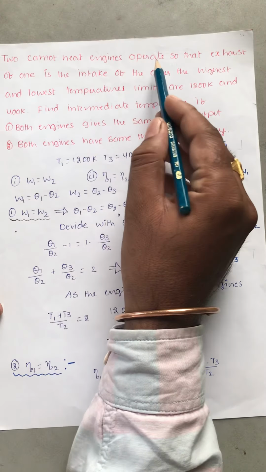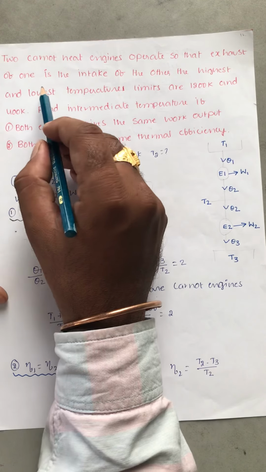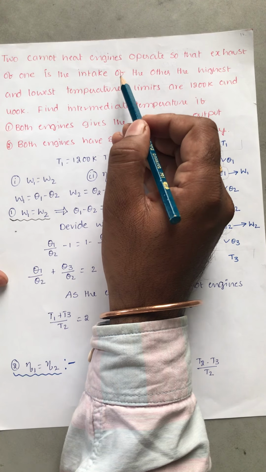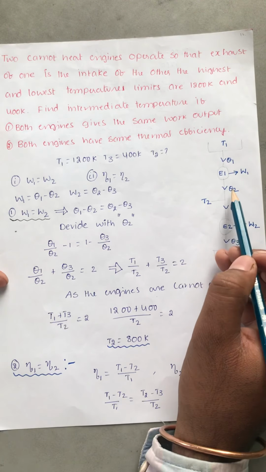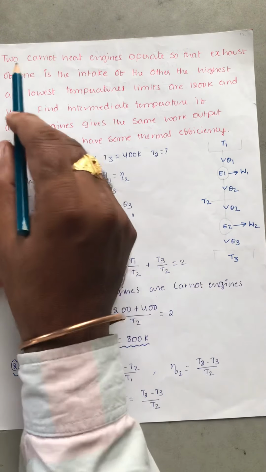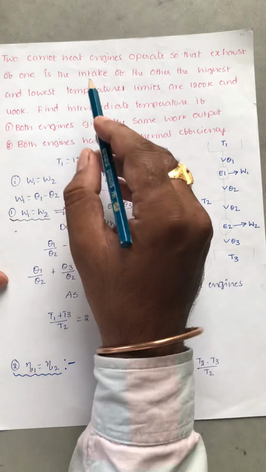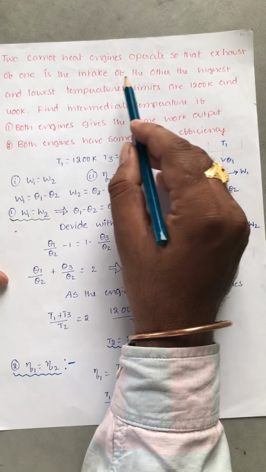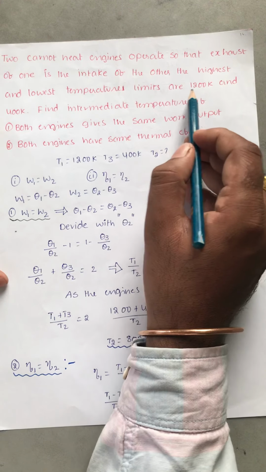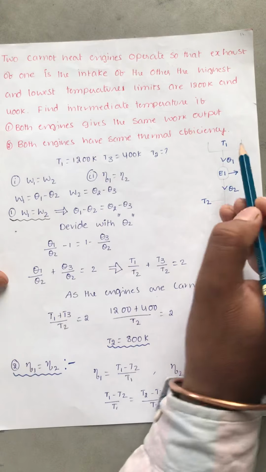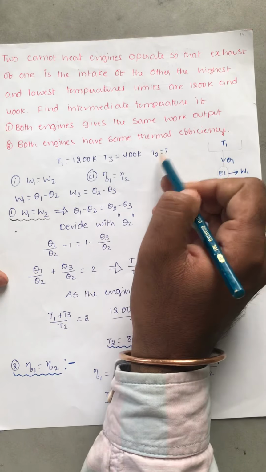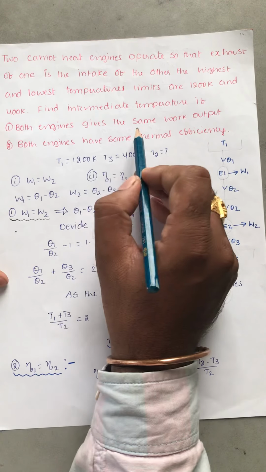Today we are going to discuss Carnot heat engines, problems on Carnot heat engines. Two Carnot heat engines operate so that the exhaust of one is the intake of the other. I already told you, when engines are in series, the exhaust of the first cylinder is the intake to the second cylinder. That means these two engines are arranged in series. The highest and lowest temperature limits are 1200 Kelvin and 400 Kelvin, that is T1 and T3. Find the intermediate temperature T2 if both engines give the same work output.